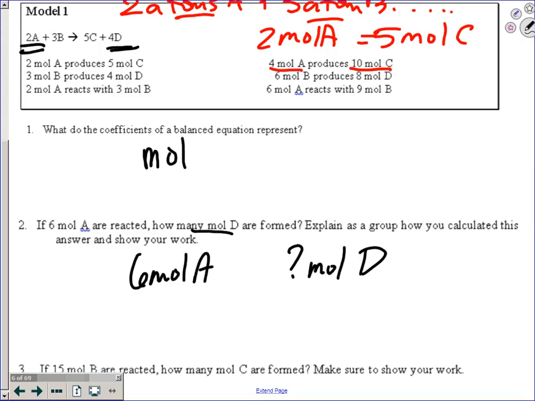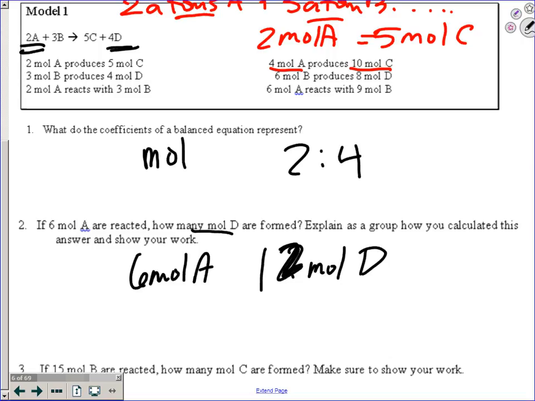So I'm basically making a ratio. If I'm going from 2 to 4, I'm doubling it, right? So I'm making twice as much D as I had of A. So it should be quite easy. How do I get to this? Multiply by 2, right? So you're saying I'm going to make 12 moles of D, because you can think through the ratio.